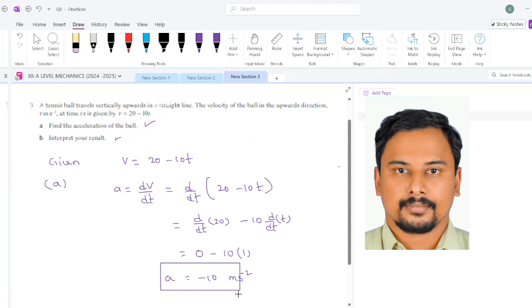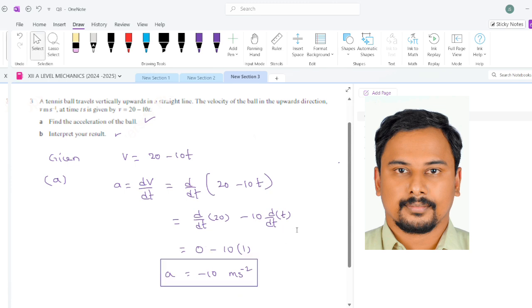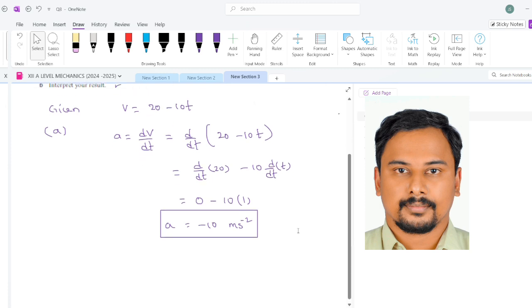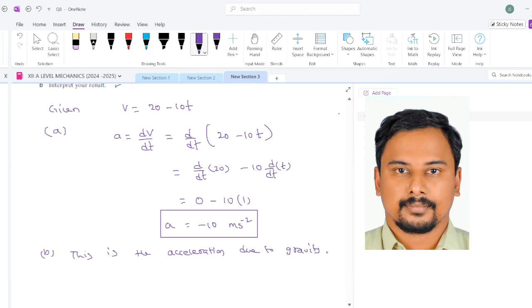Then the second part they're asking, interpret your result. So what is the result here? This is the acceleration due to gravity. Since you got minus, that means this is the acceleration due to gravity. Then why did we get this value negative? It is negative because when the object is moving against gravity, the acceleration will be negative, because the upward direction is positive.